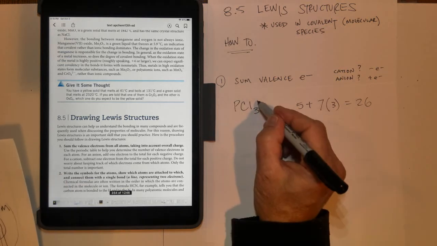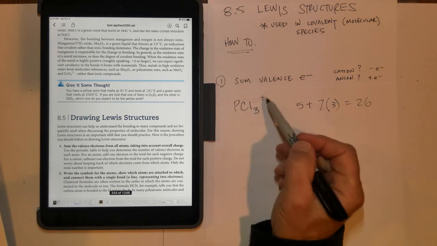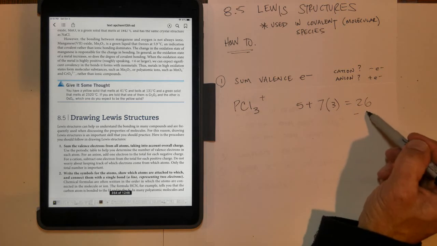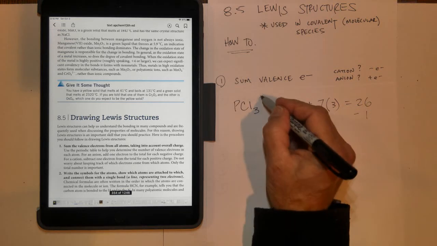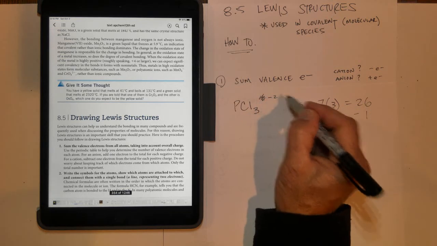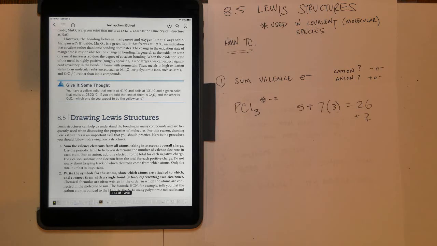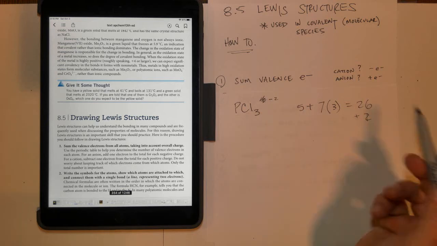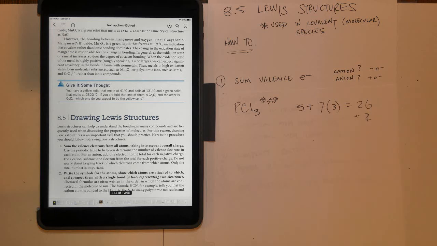Now if it had a charge up here and it were a cation, meaning it had a positive charge right here, that means it would have lost an electron, and so we have to subtract an electron if it had a positive charge here. If it had a negative charge here, like a -2 for example, then we would actually add 2 electrons to it, because it would mean it would have 2 more electrons added to the structure. So watch out for cations and anions there.